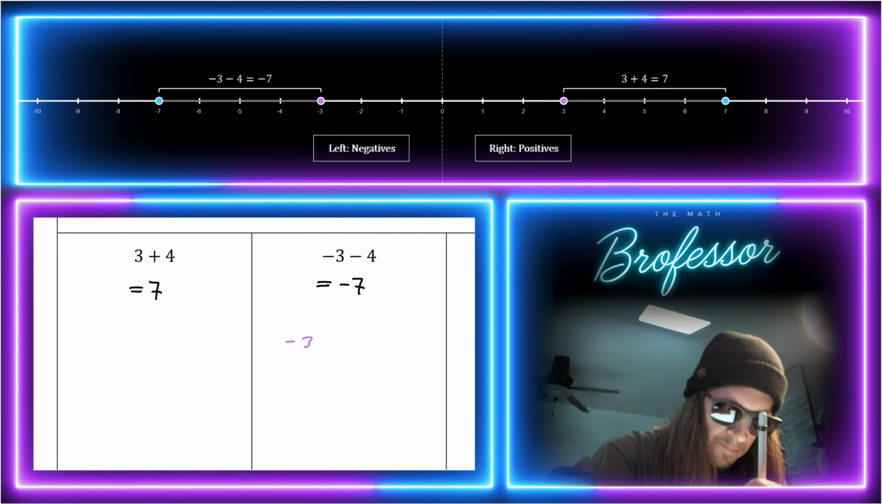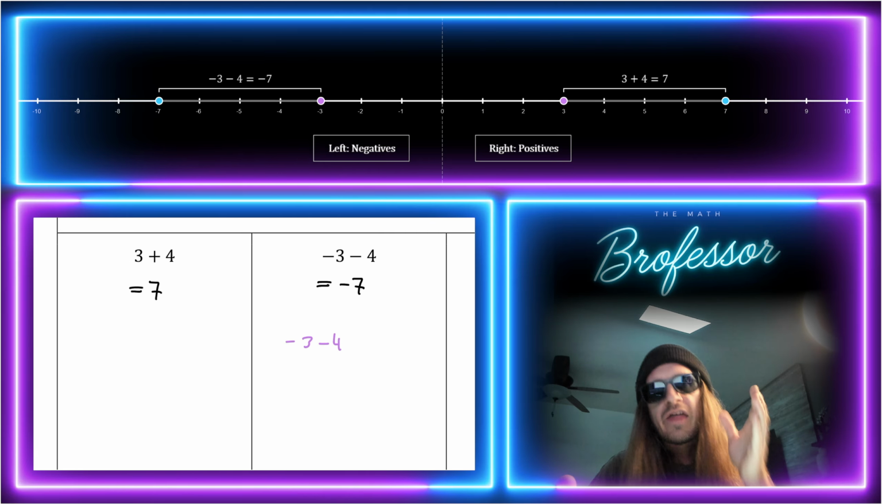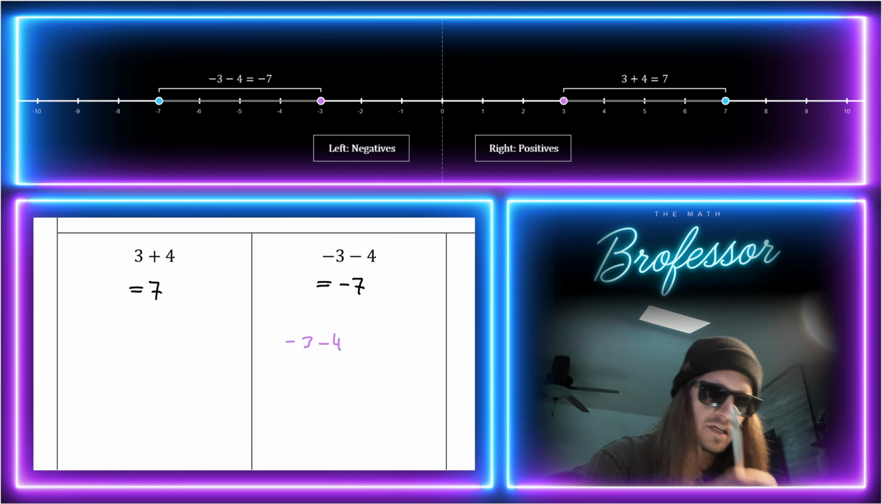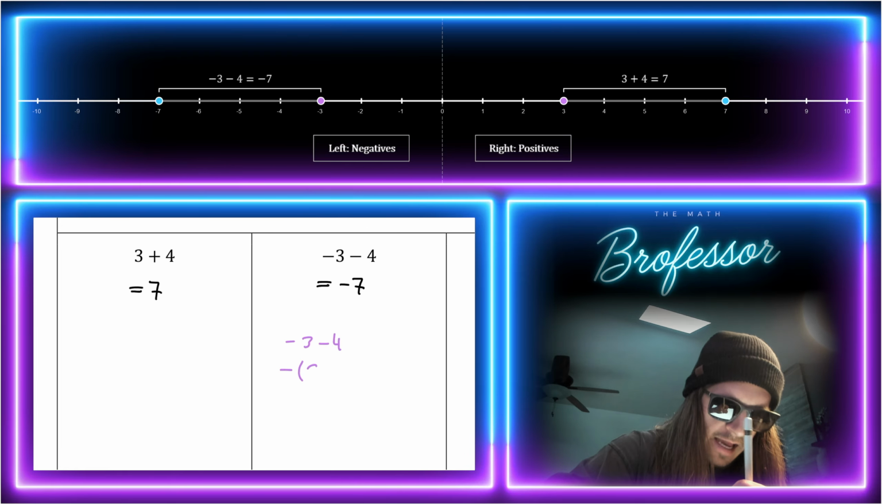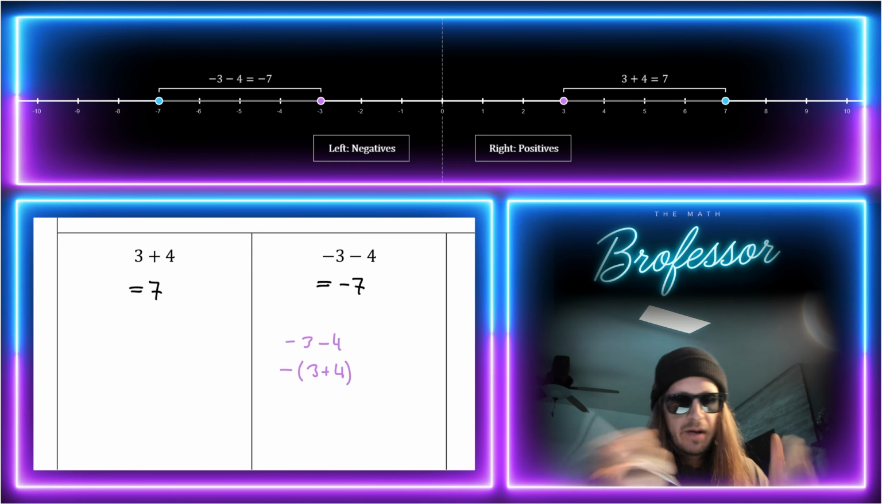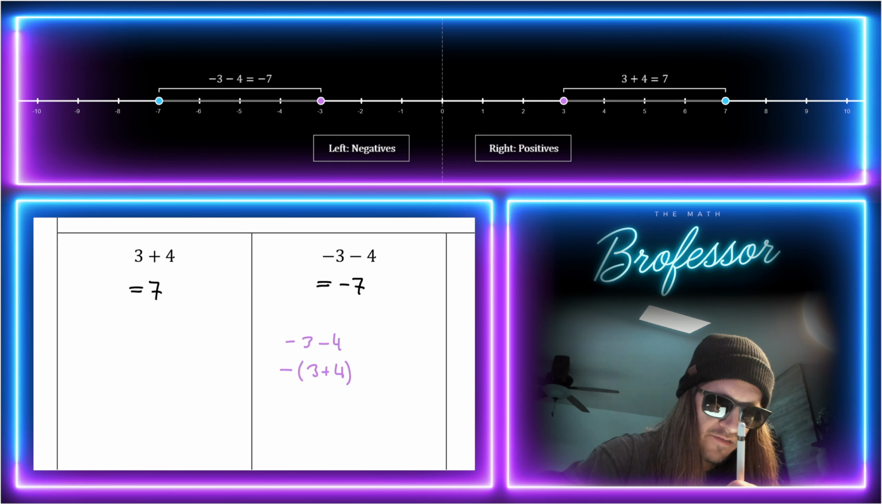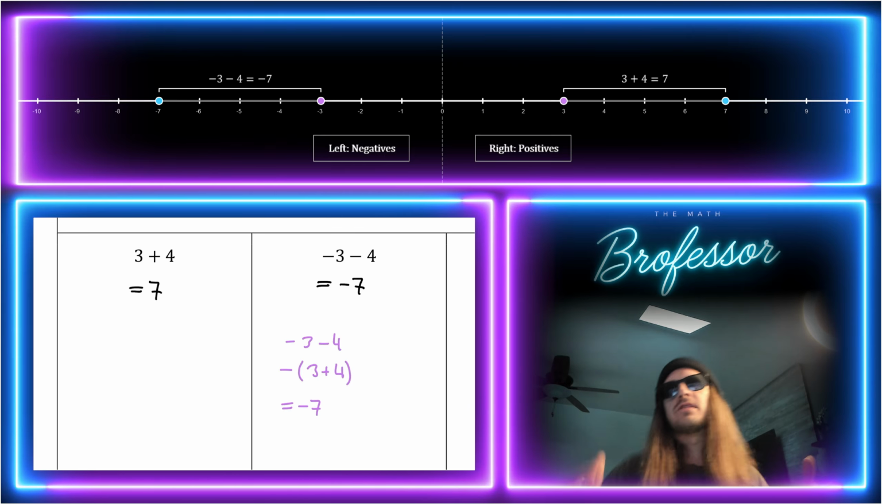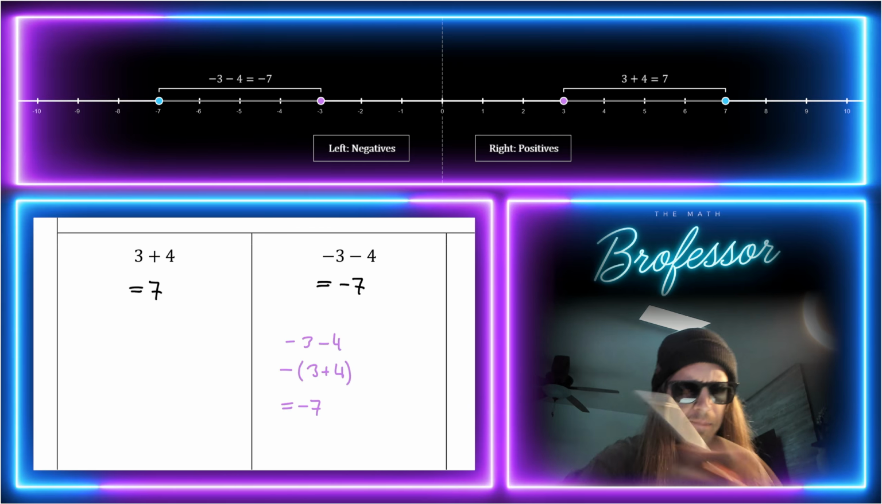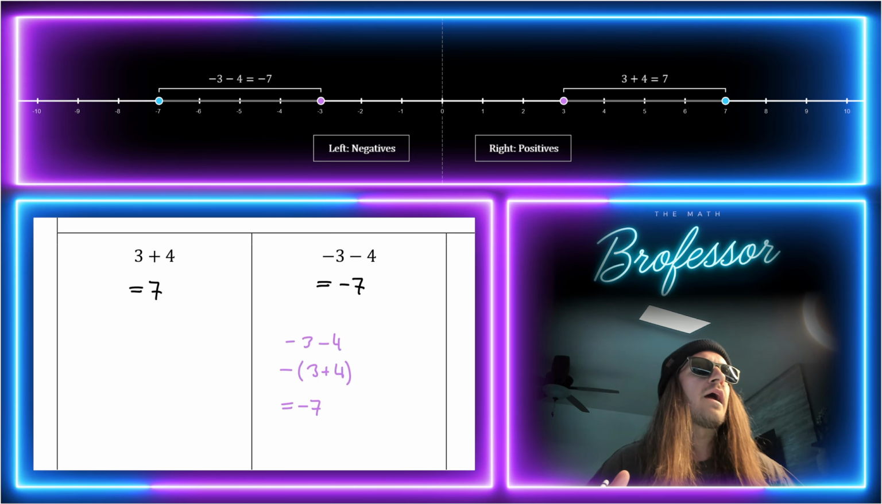Negative 3 minus 4, I'm going to talk more about this in a little bit, but that could be rewritten as negative 3 plus 4, right? So you are adding, but it is the opposite, the negative. 3 plus 4 is 7, so that's why that ends up being negative 7 right there.